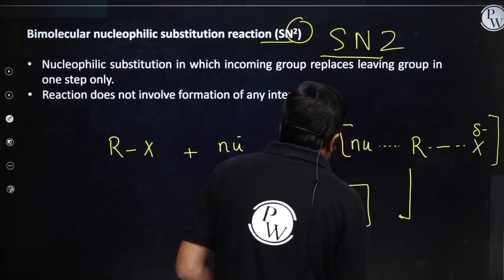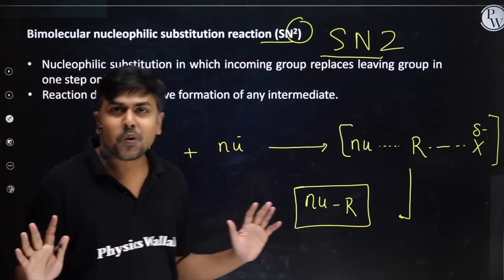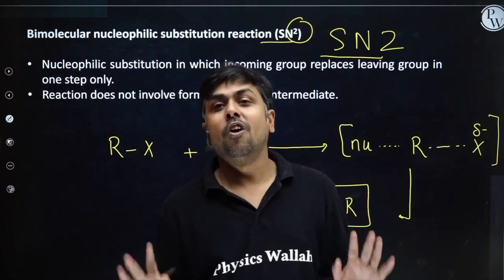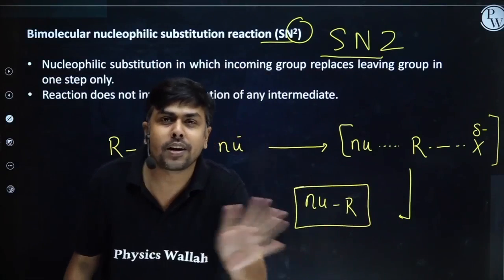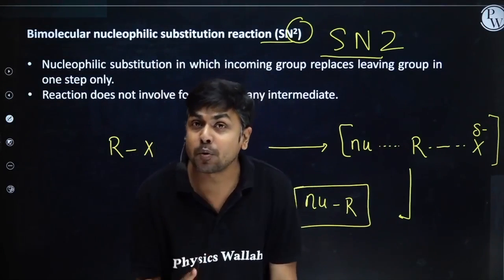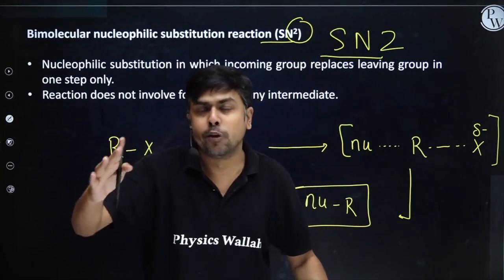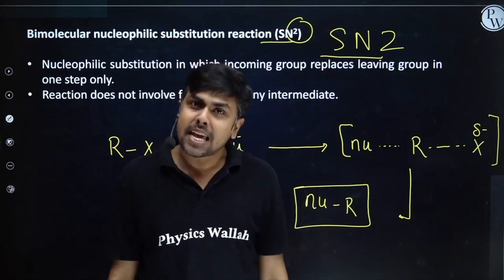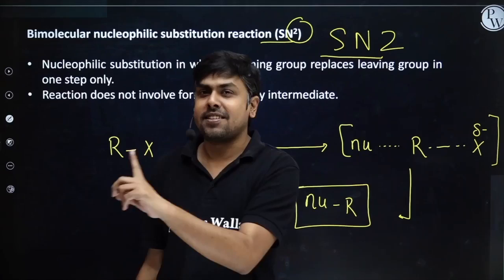This is a single step reaction. Am I clear, students? The SN2 reaction does not involve any intermediate. In the SN2 reaction, we won't have the formation of a carbocation. The departure of the leaving group and the attack of the nucleophile occur at the same rate. Am I clear? So we have only a transition state.